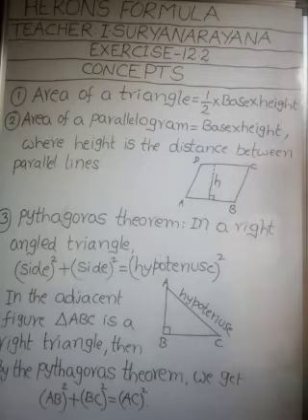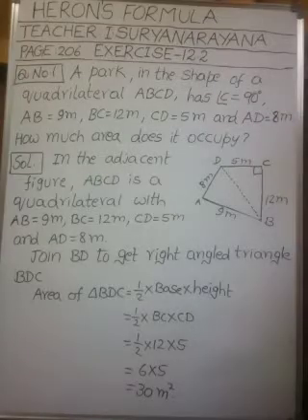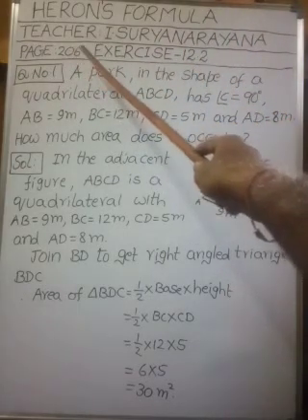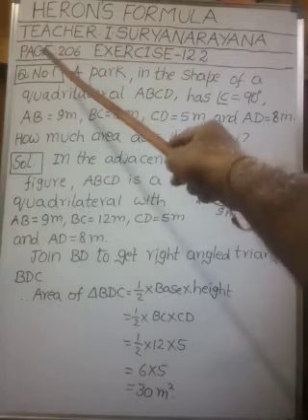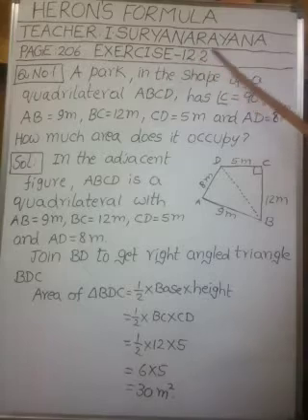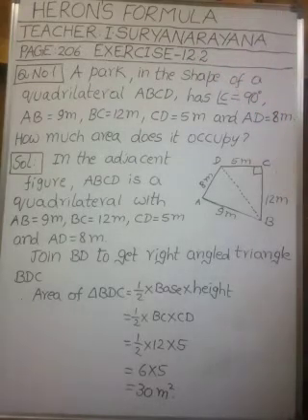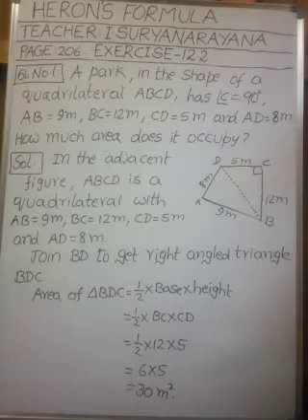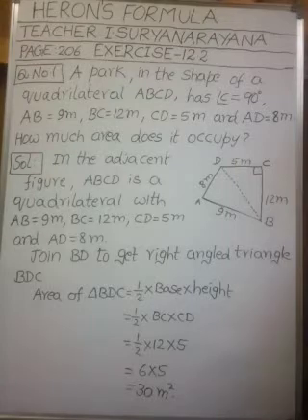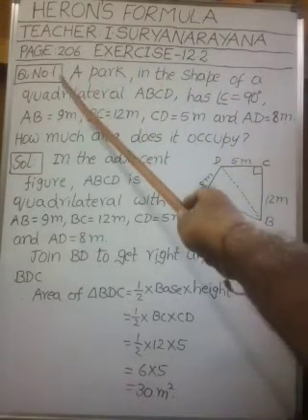Now come to the exercise 12.2 sums, page number 206 in the textbook. This entire exercise 12.2 is based on application of Heron's formula to find the area of different quadrilaterals. Application of Heron's formula for finding area of different quadrilaterals. Come to question number one.